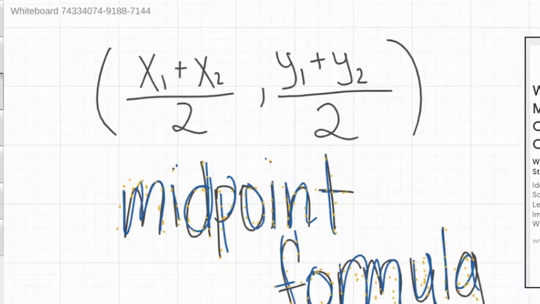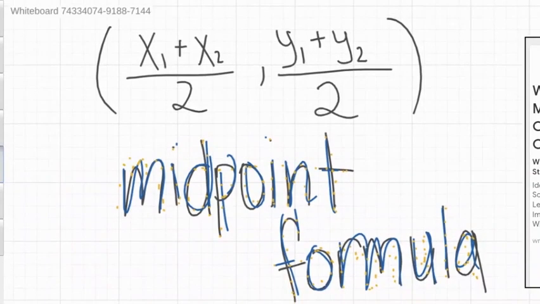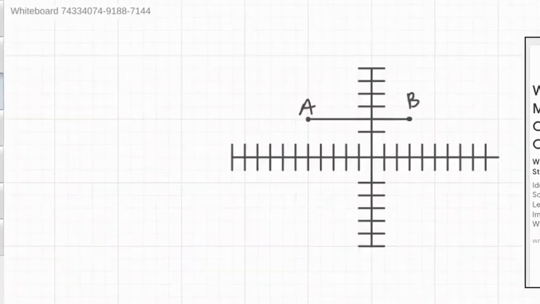Alright, so the midpoint formula is x1 plus x2 over 2, which is our x coordinate, and y1 plus y2 over 2, which is our y coordinate. Alright, so let's find the midpoint of AB. I know that midpoint starts with a parentheses, but first let's find our coordinates.